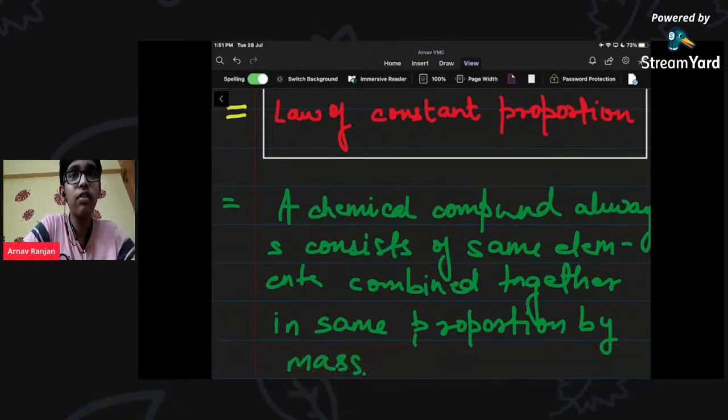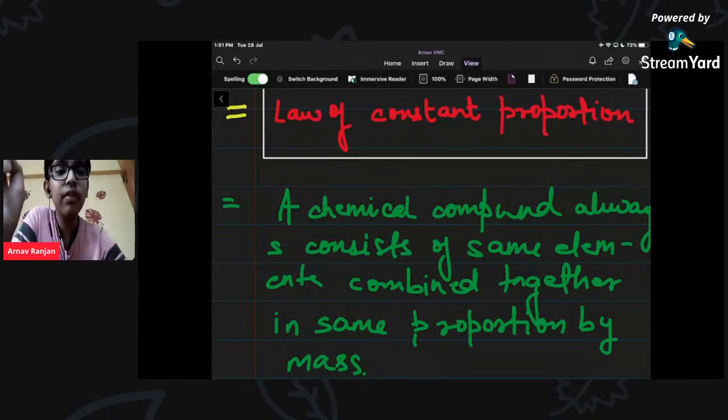So this was law of constant proportion. It was a very important law for this whole chapter, the atoms and molecules chapter. It's a very important point. Next, this was law of constant proportion. It was a very important law.